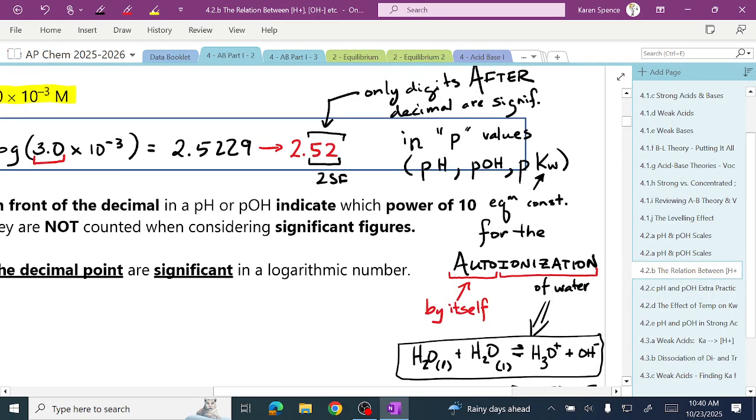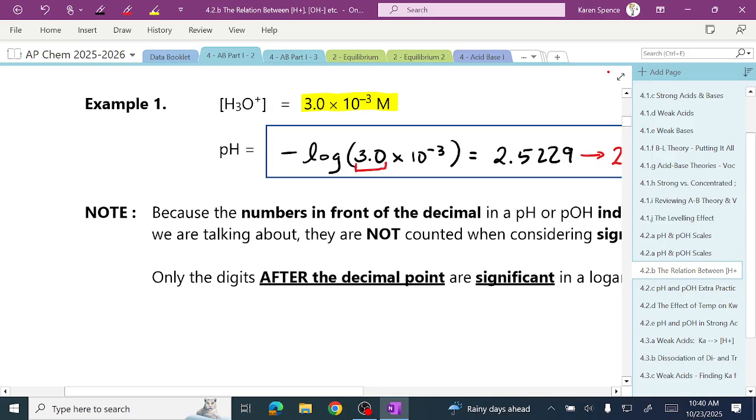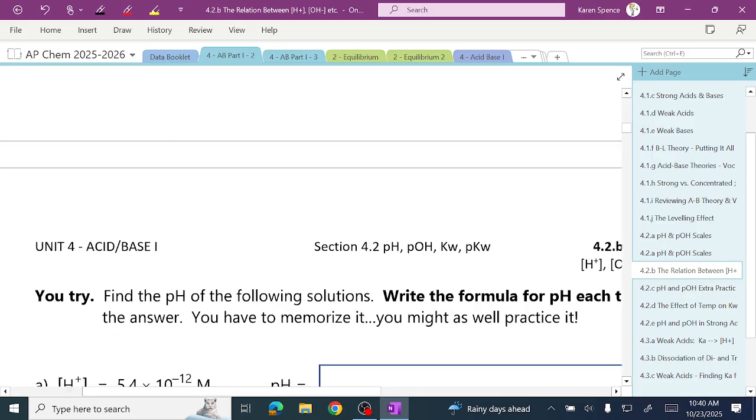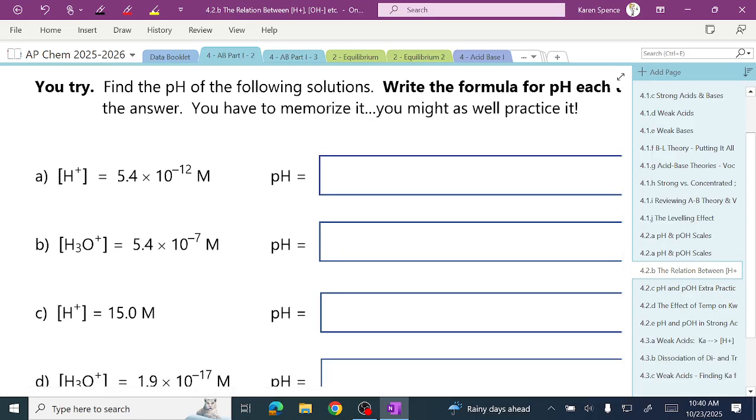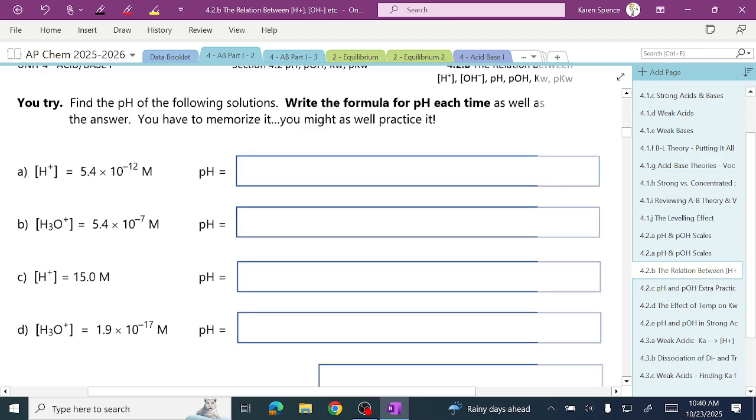Alrighty, have we missed anything in here? I don't think so. I think we're good. We can carry on to our next page. I would like you guys to try the following. Show your work. The reason I'm really excited about you showing the work is that number 1, the AP exam likes you to show the work. Number 2, I like you to show the work.